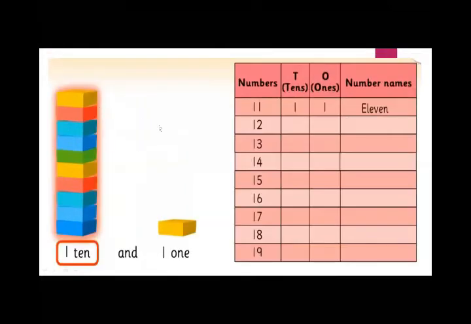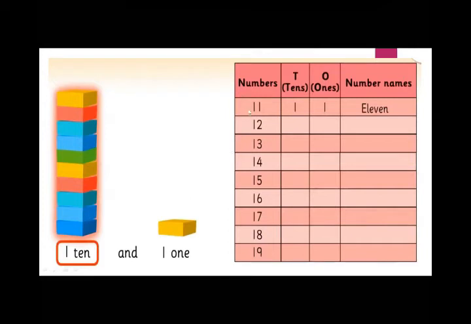As you can see in your picture, there is a stick of 10. How many sticks of 10? One stick. One stick of 10 shows the 10. So how many tens? 1 ten. And how many single blocks, how many ones? 1. So it is 1 one. The single block shows the unit or the ones.